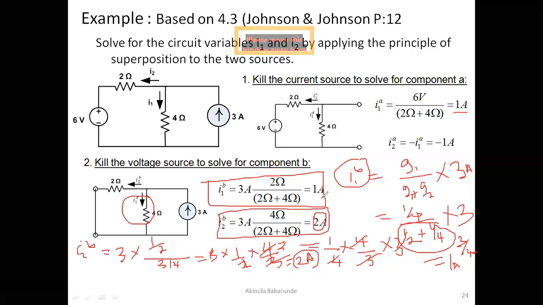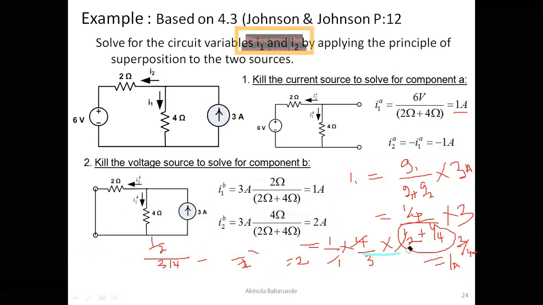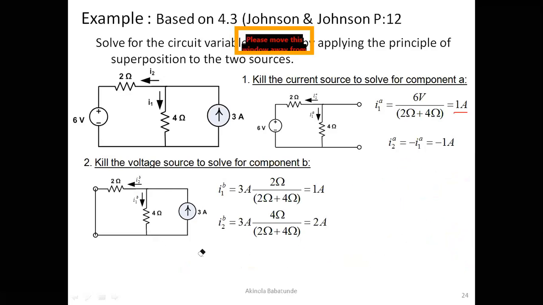You can see 2 amperes here, and for the first one, we got 1 ampere here. What we are looking for is not I1B or I1A or I2B or I2A. That's not the destination. What we are looking for is I1 and I2. Now that we have the A component and the B component of I1 and I2, we can go ahead and add them together, and that gives us the final answer using the superposition principle. Let's quickly check out what that looks like.